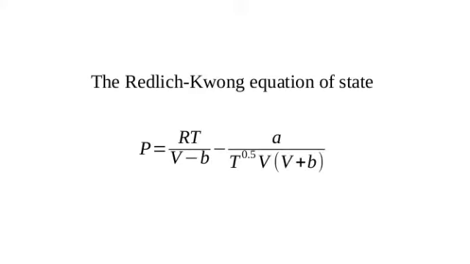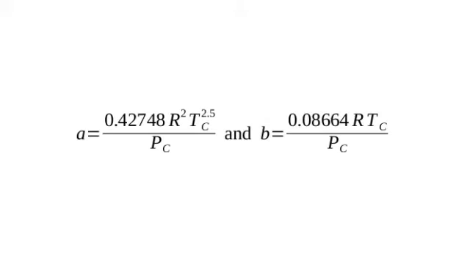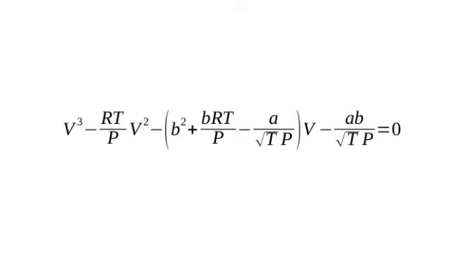Now we come to the next equation of state, the Redlich-Kwong equation of state. This is the form of the Redlich-Kwong equation of state, and these are the values for the constants a and b, which require critical temperature, critical pressure, and the constant R. We will find the value of volume by an iteration method. For that we will use the Newton-Raphson method.